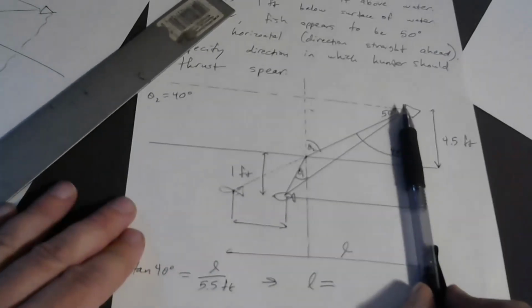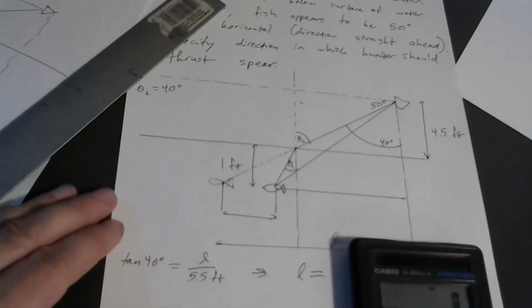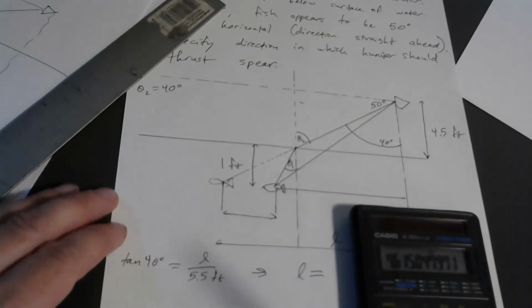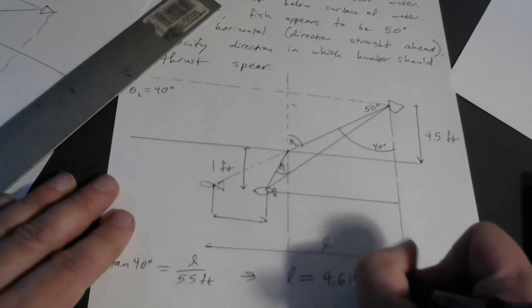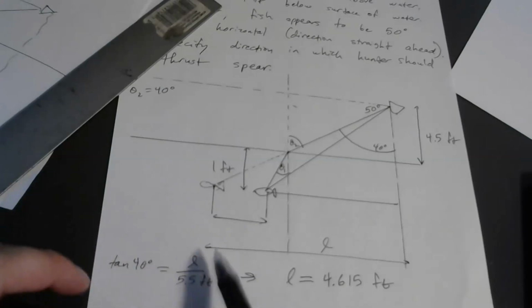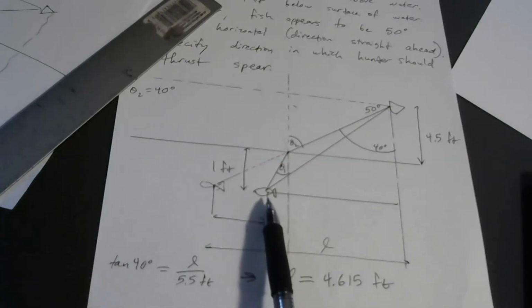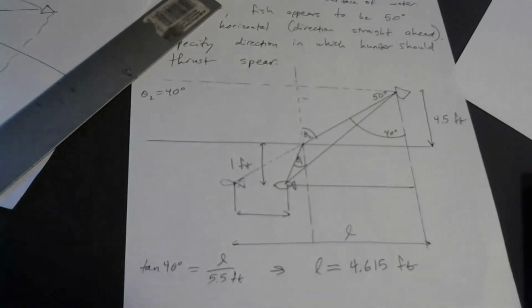How far in front of the fisher's body does the fish appear to be? That's what I'm calling L. 5.5 feet times the tangent of 40 would give me a distance of 4.615. I'll just keep a few extra digits. Okay. The fish looks like it's 4.615 feet in front of the fisher's body, but we know it's actually a little bit closer. You may have experienced this if you ever reached into a fishbowl to grab a fish. I don't know why you would do that, but you're going to miss. You'd have to put your hand a little ahead, a little closer to your body than you might expect.